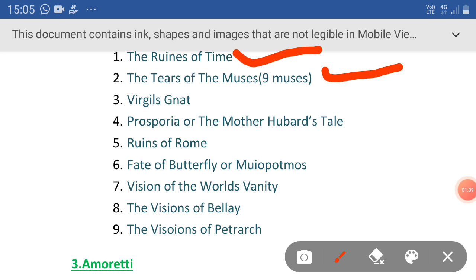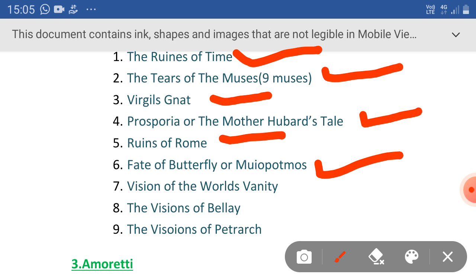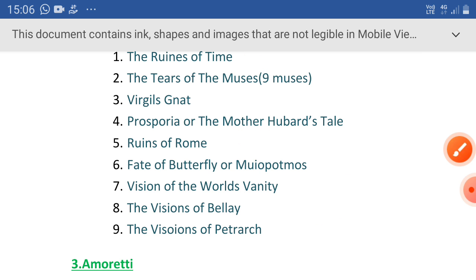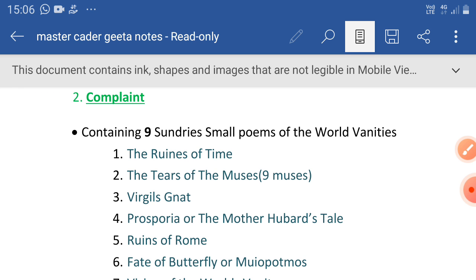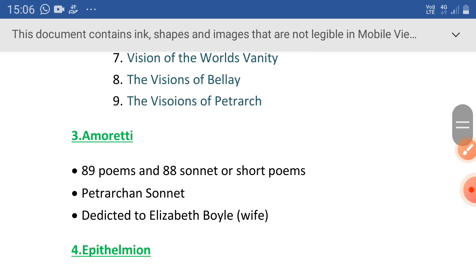The second is The Tears of the Muses. And how many muses are there in Tears of the Muses? There are 9 muses in this. The third is Virgil's Gnat. Prosopopoia or Mother Hubberd's Tale is the fourth poem. Fifth is Ruins of Rome. Sixth is Muiopotmos, or The Fate of the Butterfly. Seventh is Visions of the World's Vanity, Visions of Bellay, and Visions of Petrarch. These 9 poems are there in this collection, and it is important to remember only the titles of these poems.